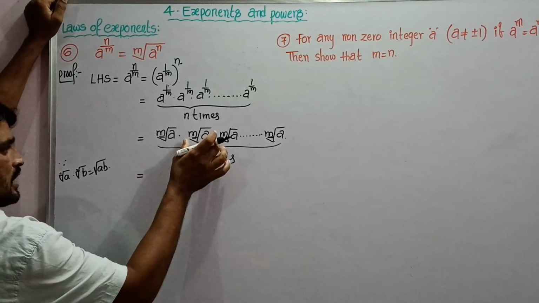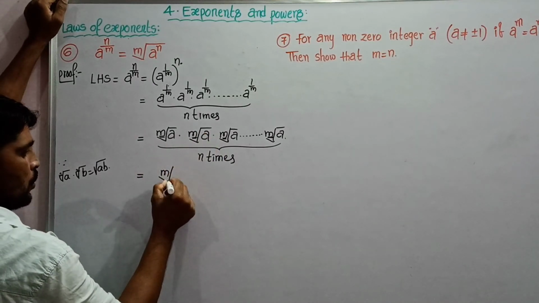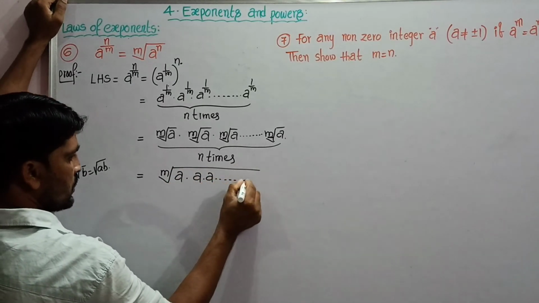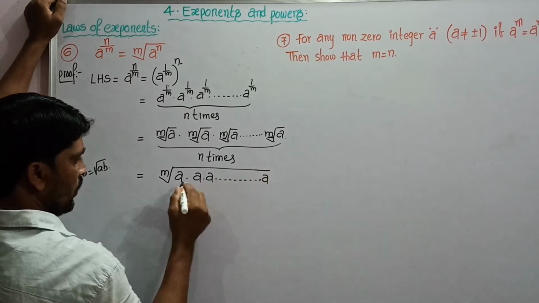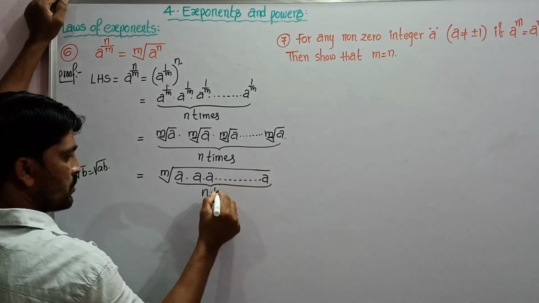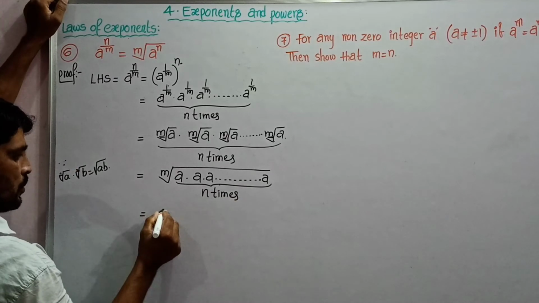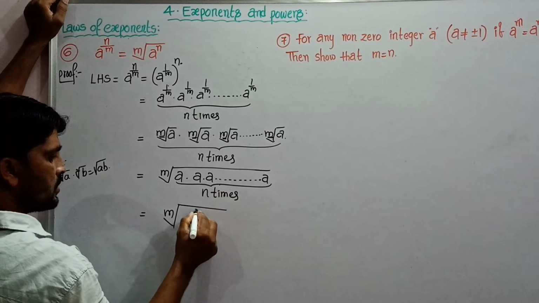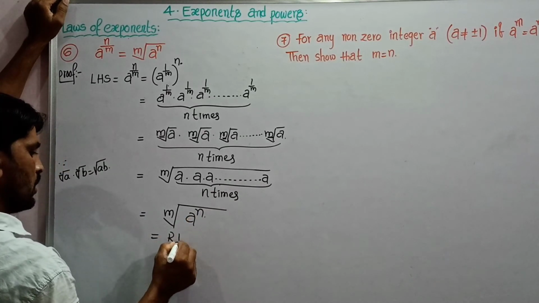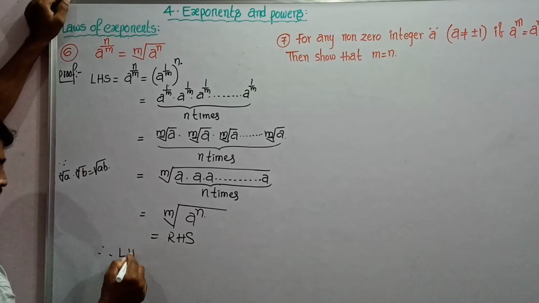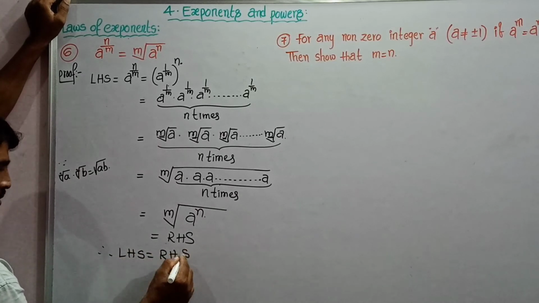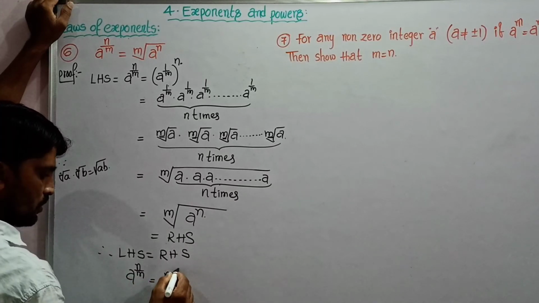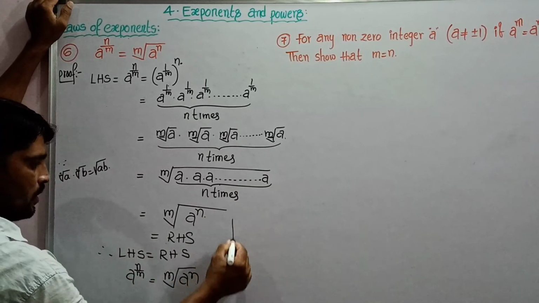So this expression can be rearranged as mth root of a into a, and so on, into a. That is, a occurs n times in the product, which is equal to mth root of a power n, which is equal to what? RHS. Therefore, LHS is equal to RHS. That is, a power n by m is mth root a power n. Let us see an example.